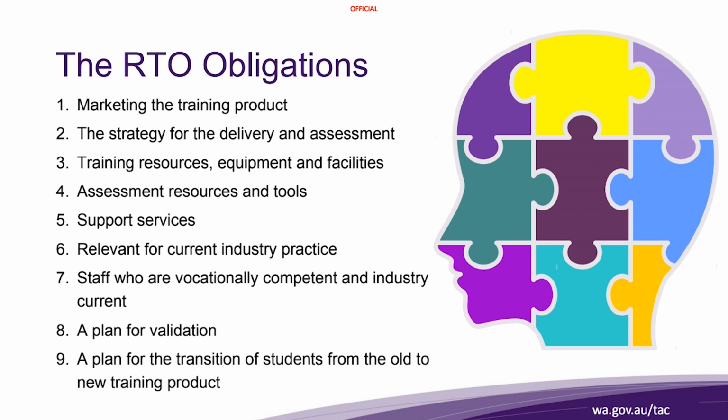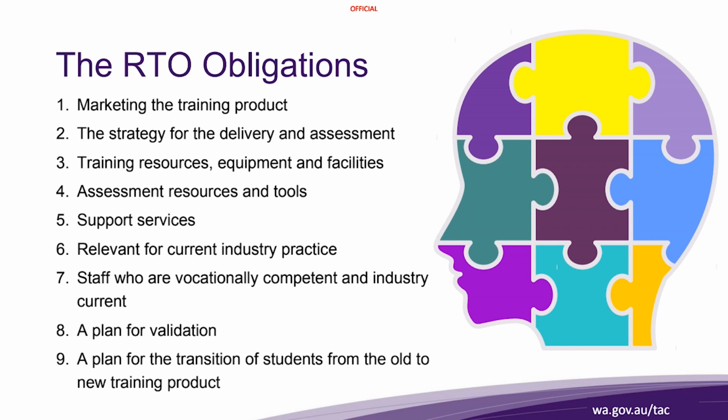You have to make sure that what you are offering in this new training product is relevant to current industry practice. And we've got a couple of clauses in our regulation that are about that. That's 1.5 and 1.6. So again, that is your industry engagement processes and how you make sure that what you're offering is actually how industry does those tasks today.